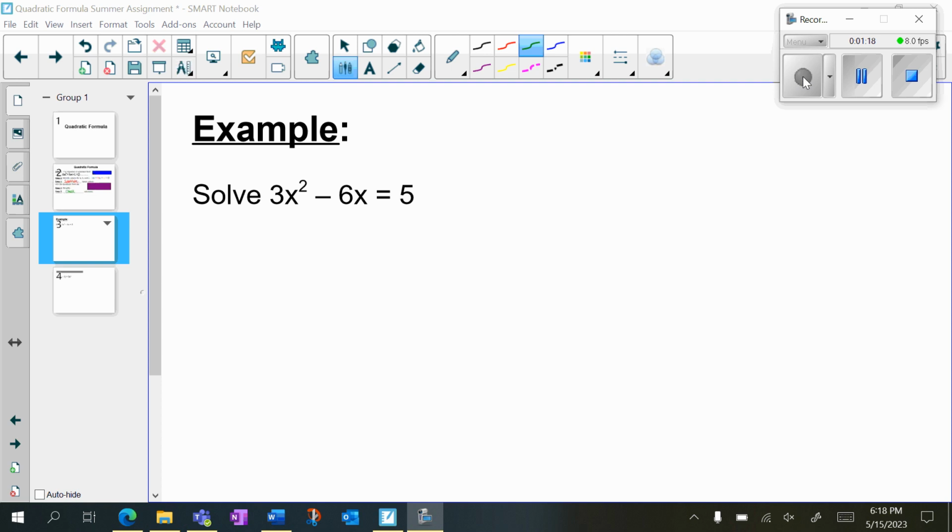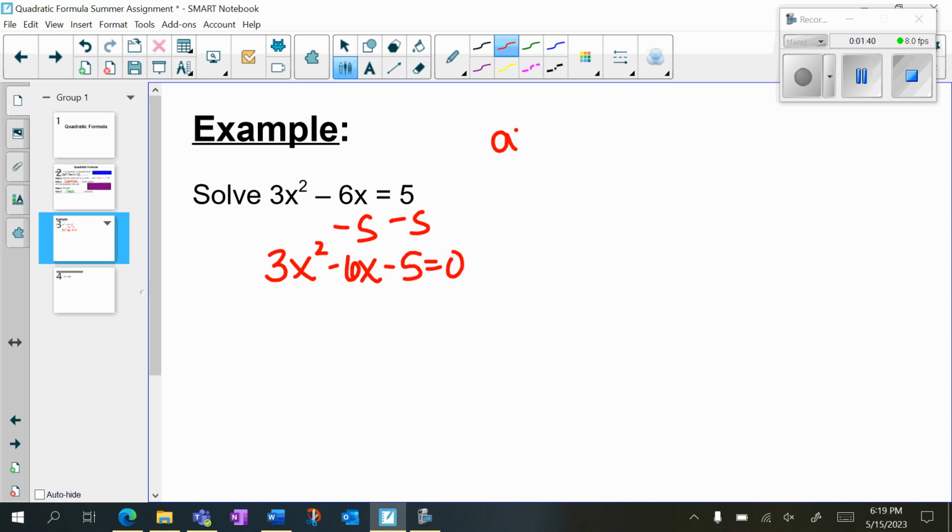Let's look at this first example. Solve 3x squared minus 6x is equal to 5. Now remember, it has to be in standard form in order to use the quadratic formula. So the first thing is we're going to subtract the 5 over to the left-hand side. So I have 3x squared minus 6x minus 5 is equal to 0. Remember, standard form is ax squared plus bx plus c is equal to 0.